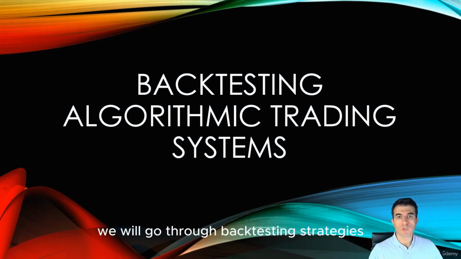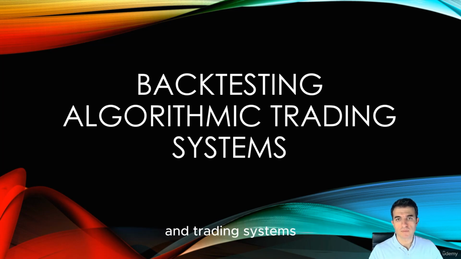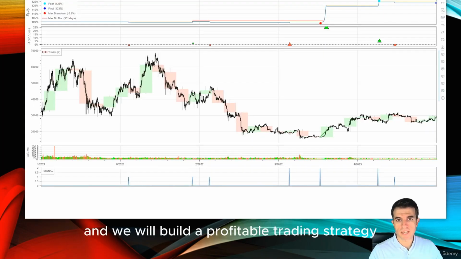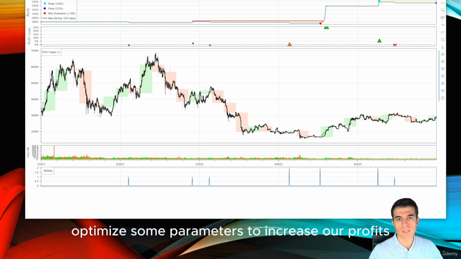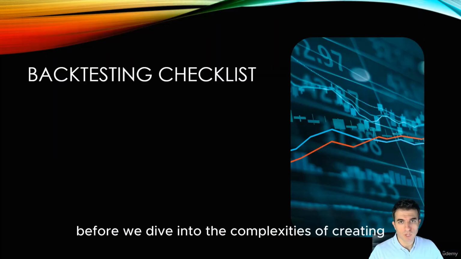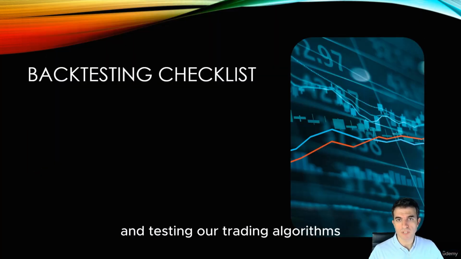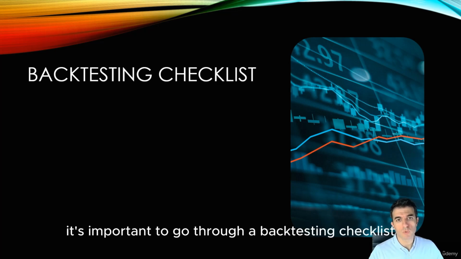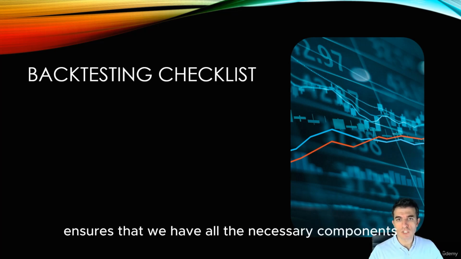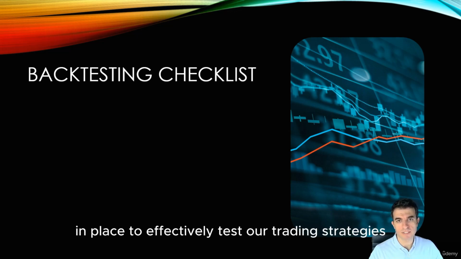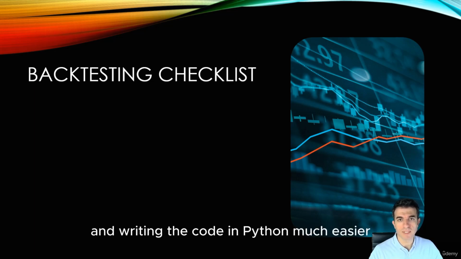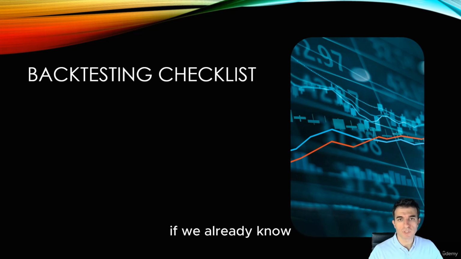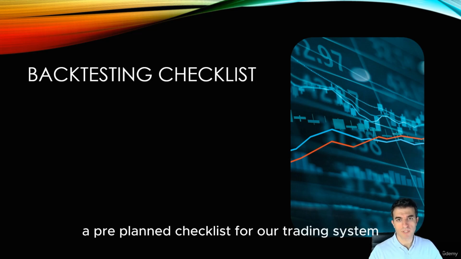In this section of the course, we will go through backtesting strategies and trading systems, and we will build a profitable trading strategy together. We will analyze the results and see how we can optimize some parameters to increase our profits. Before we dive into the complexities of creating and testing our trading algorithms, it's important to go through a backtesting checklist. This checklist ensures that we have all the necessary components in place to effectively test our trading strategies. It will make our programming easy, our backtesting easy, and writing the code in Python much easier if we already know a pre-planned checklist for our trading system.